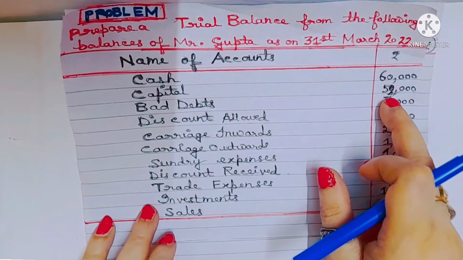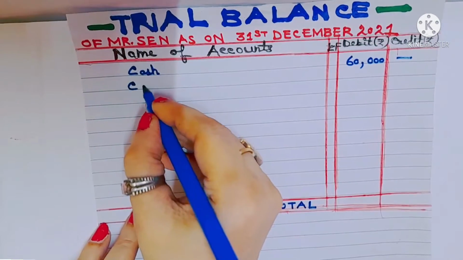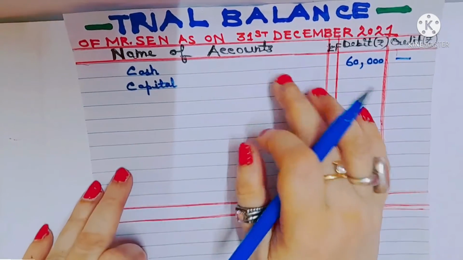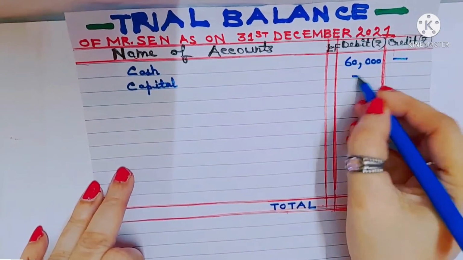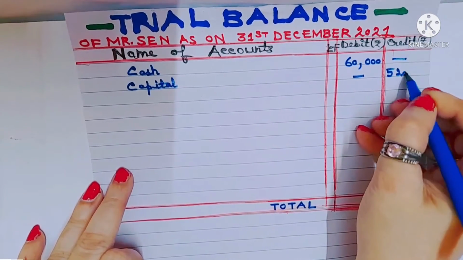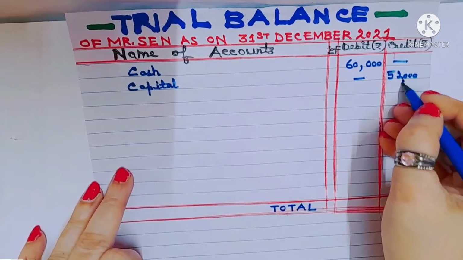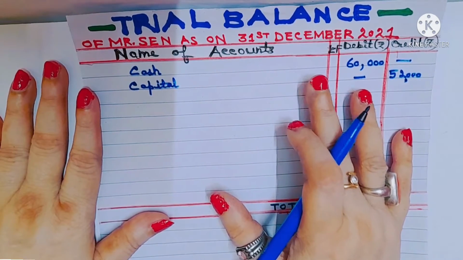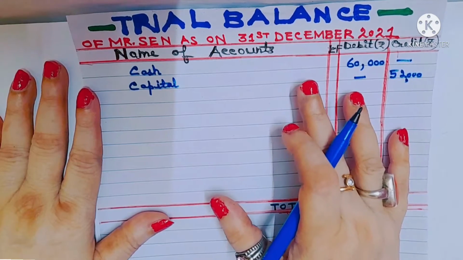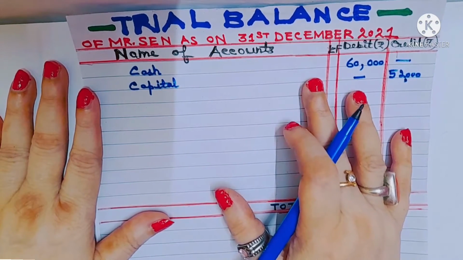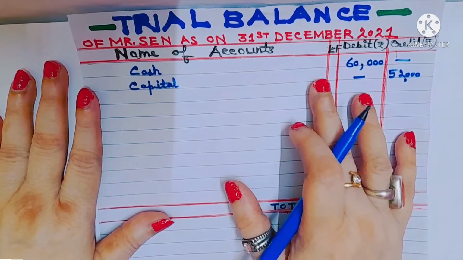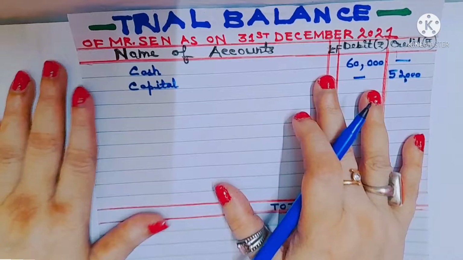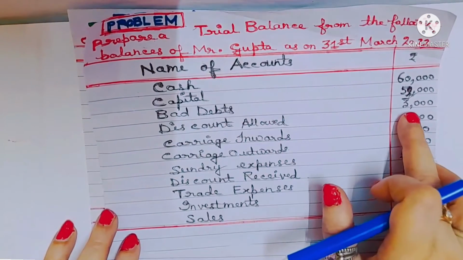Capital account is 52,000. Let's write capital. Capital account is a credit balance, 52,000. That is the reason I am writing in the credit column. Why is capital account a credit balance? Because capital account comes under personal account. Here the proprietor is the giver of capital, or the giver of money. So capital account should be credited. Understood?